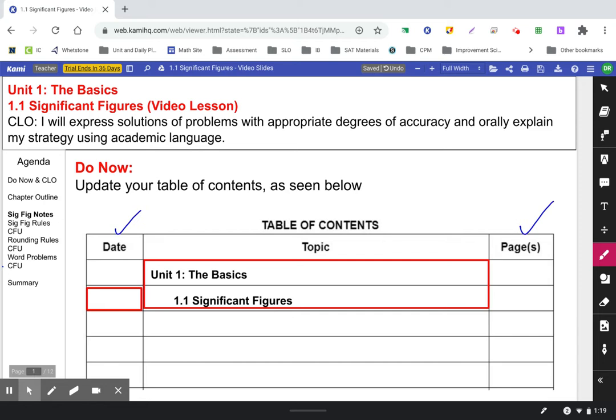In the first line of your table of contents, go ahead, write in Unit 1, the basics, right? We're going to organize this by unit and by lesson then. And then indent a little bit. You'll indent for each of your actual lesson numbers here. You can go 1.1 significant figures to write that in.